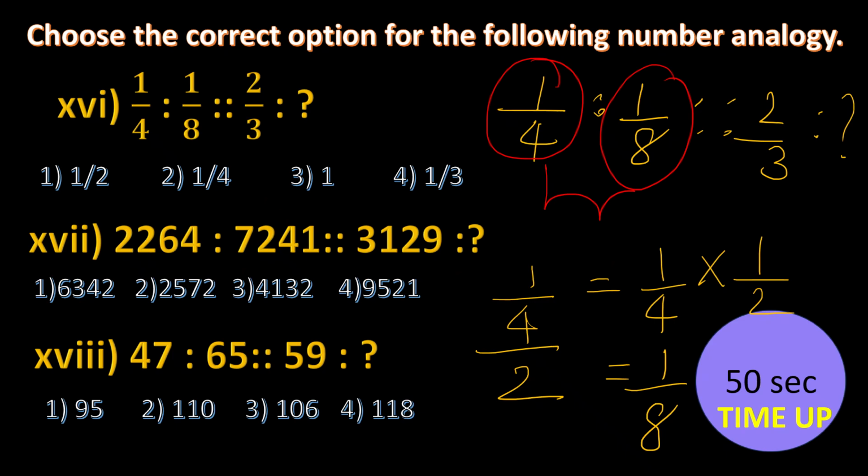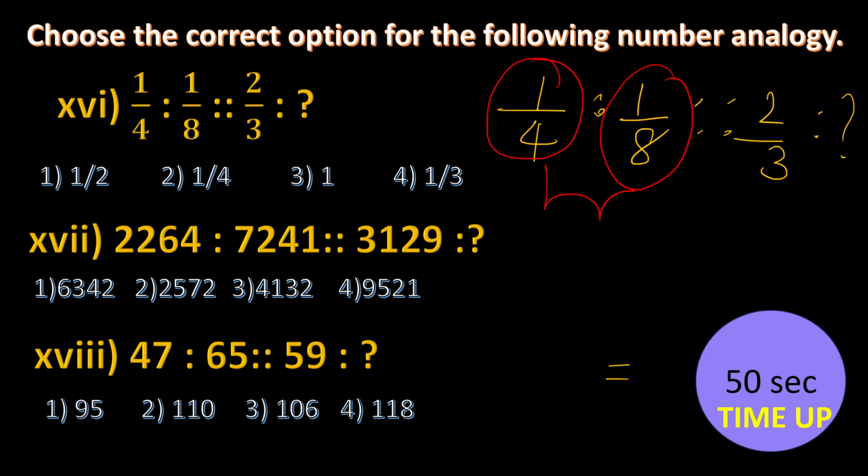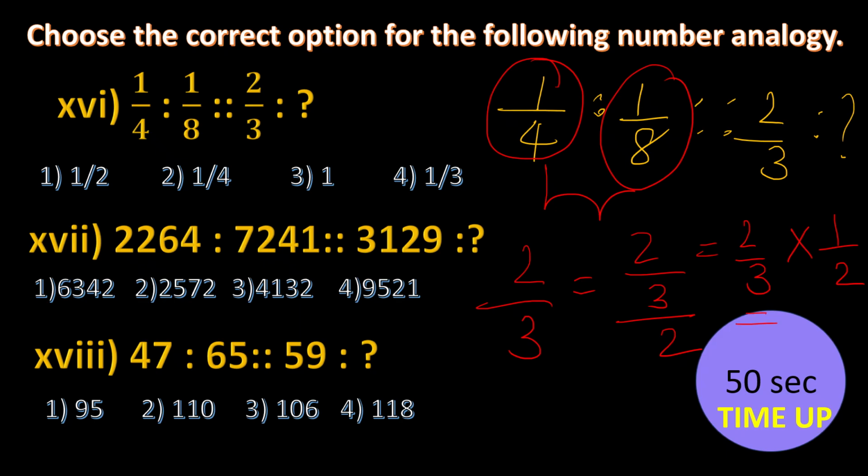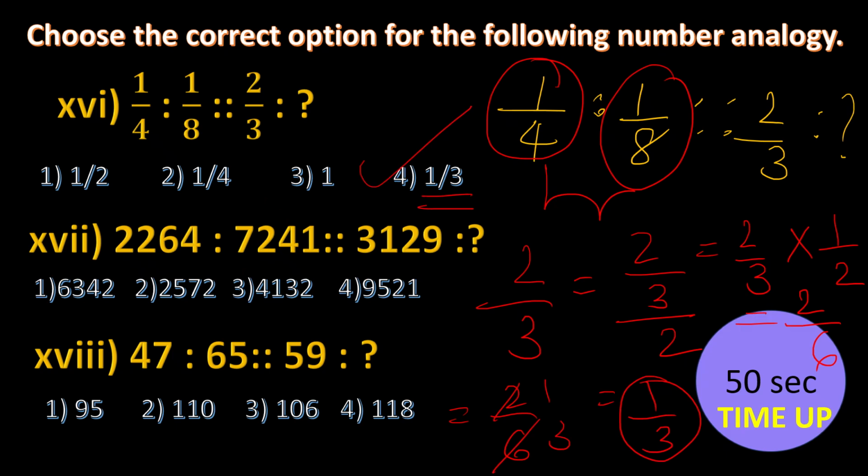Same logic you need to use for 2 by 3. So 2 by 3 will be 2 by 3 divided by 2. So 2 by 3 into 1 by 2, which will give you 2 by 6. Okay, you're getting 2 by 6, 2 ones are, 2 threes are, so the answer is 1 by 3. So correct answer is the fourth one, 1 by 3. Next one.